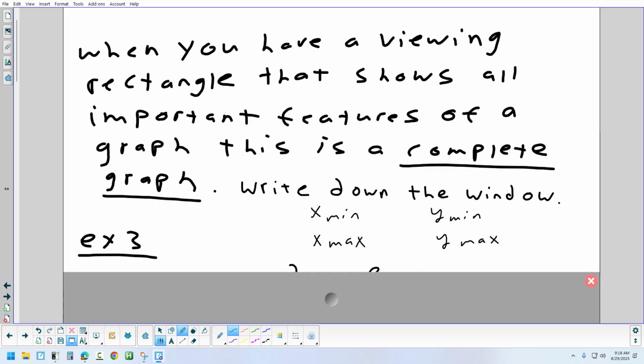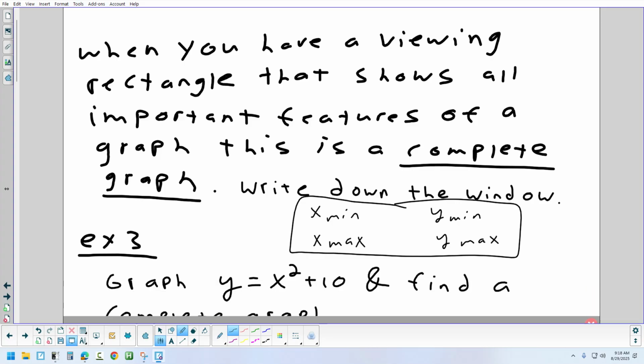And there isn't always one right answer for the window. Like I think I set my x max to maybe 190. I don't remember, somewhere around there. If you did 200, that would have been fine. 220. If you did like 50,000, no, because then that would probably be so far it would squish the graph. It wouldn't look good anymore. But those are the 4 things you need to write down if it asks you for a window.